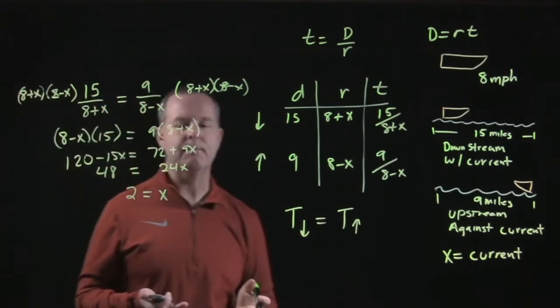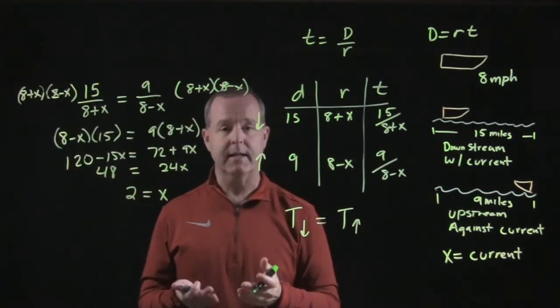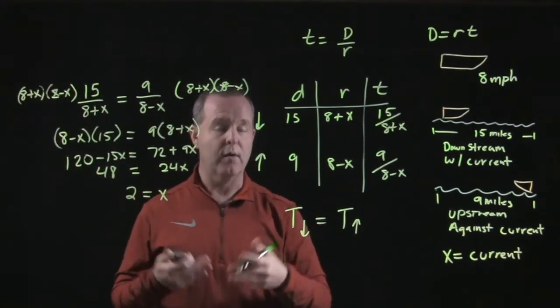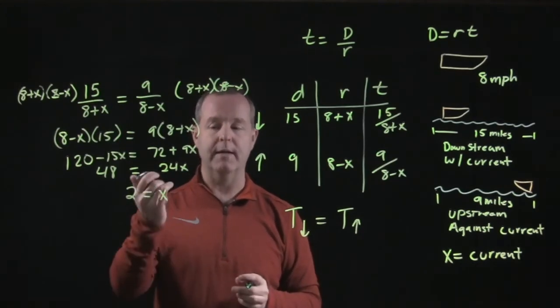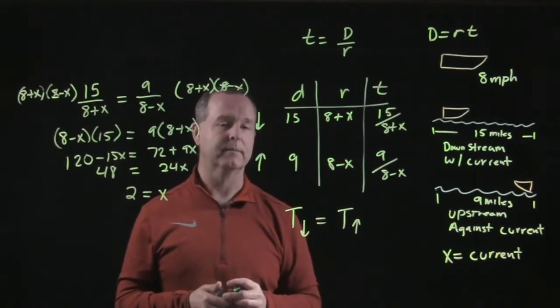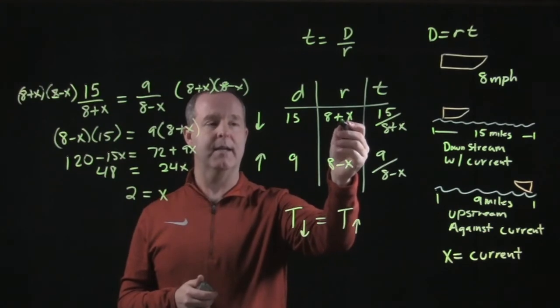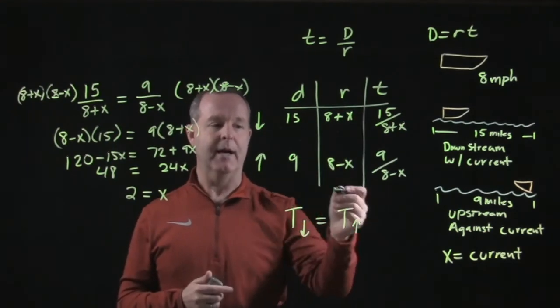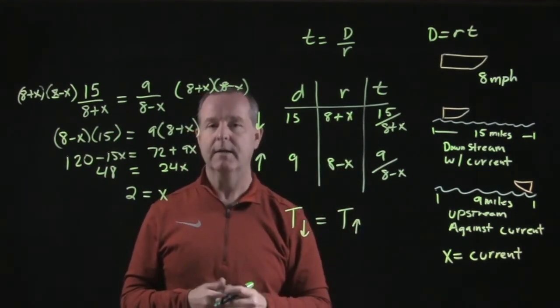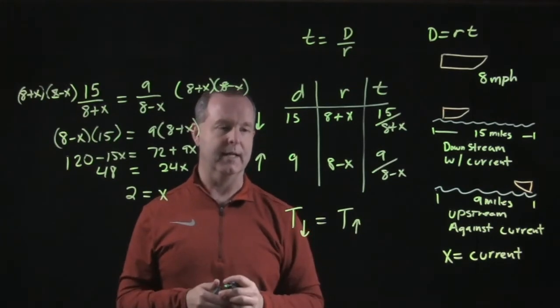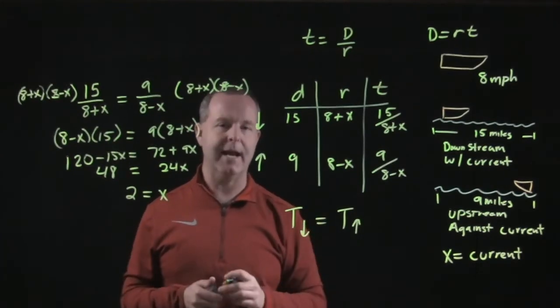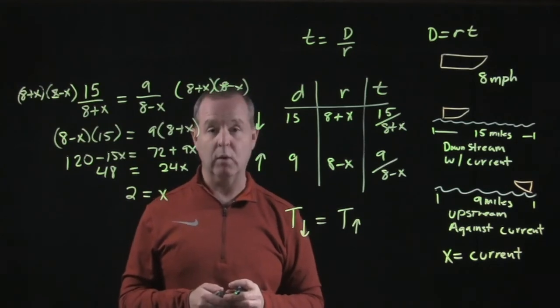So what it looks like, it appears, is that the rate of the water, the current of the water, is 2 miles per hour. So I'm able to go 10 miles an hour downstream, and upstream I'm able to go 6 miles an hour in the same amount of time to reach those destinations. So this is just an example of one of the problems that we're going to be working with.